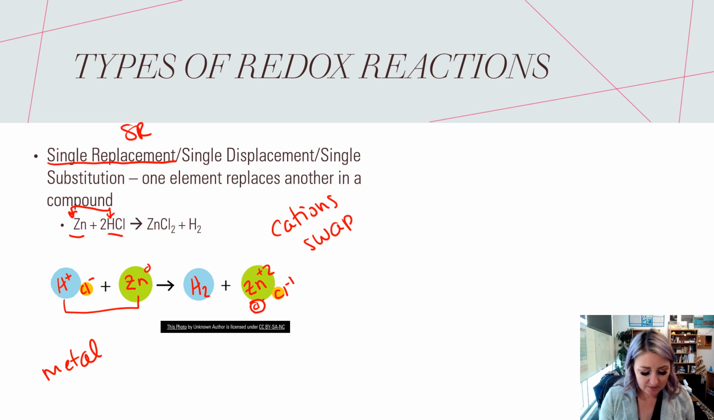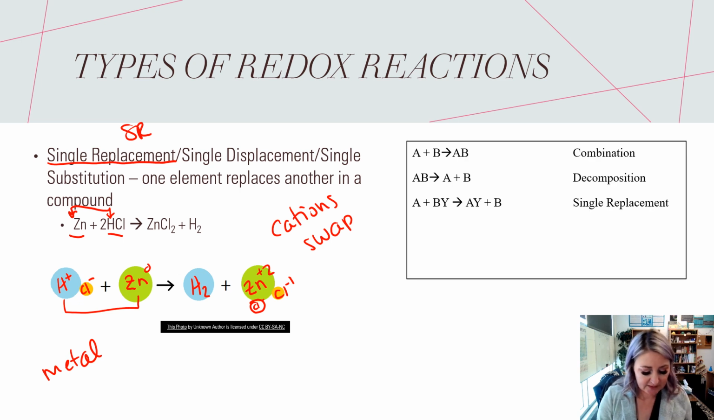Okay, so in this case, we see your 2 cations, your 2 metals swapping places. So one was by itself. It's now going to transfer electrons and become part of the compound. And the one that was in the compound is going to be all by his lonesome. So single element and a compound. And notice that these two are going to swap places.